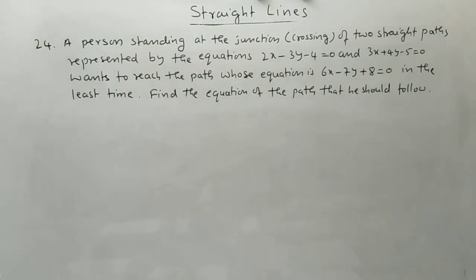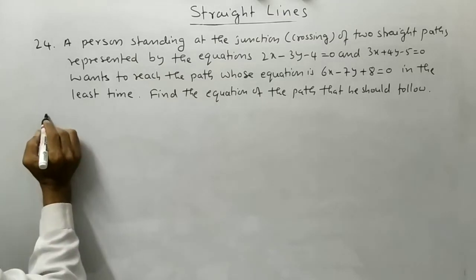Question number 24. A person standing at the junction crossing of two straight paths represented by the equations 2x minus 3y minus 4 is equal to 0 and 3x plus 4y minus 5 is equal to 0 wants to reach the path whose equation is 6x minus 7y plus 8 is equal to 0 in the least time. Find the equation of the path that he should follow. Solution.